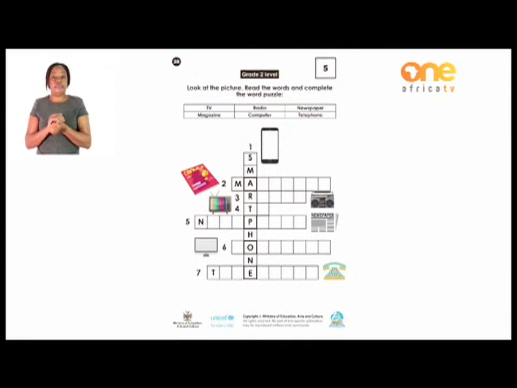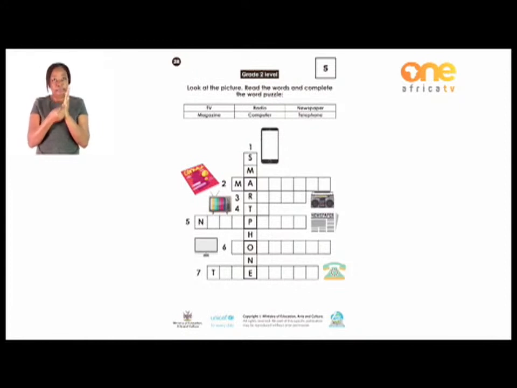Okay, so they have written it downwards for you, smartphone. Now, what about number 2? Look at this on number 2. It looks like it's a book. It also gives us information.